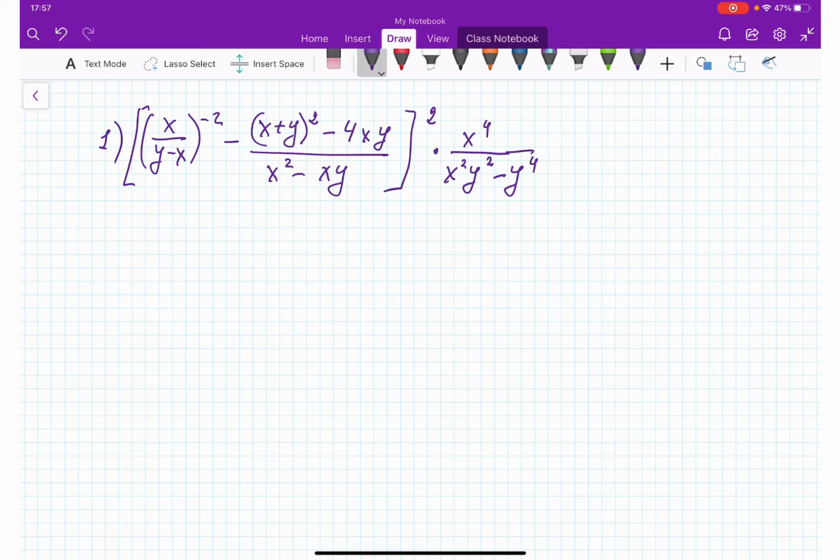Okay, before we move ahead, I want to write down here the domain. So what we have, x cannot be equal to plus or minus y. x cannot be equal to 0, and y cannot be equal to 0, right? That's going to be our domain. Now let's start simplifying.